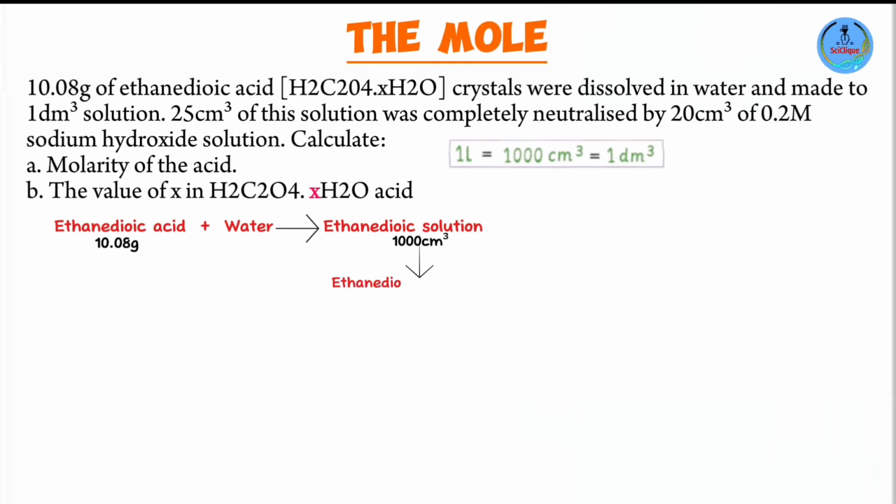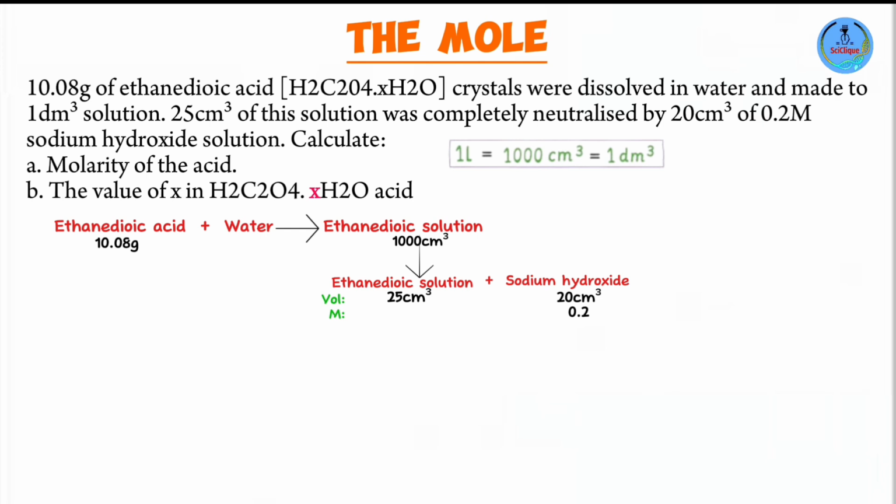So out of this 1,000 cubic centimeters, 25 cubic centimeters of this solution was used in a reaction with sodium hydroxide. Essentially, this is a neutralization reaction. We are having a reaction between an acid and a base. Now, this reacted with sodium hydroxide. What do we know of sodium hydroxide? We know its volume. We also know its molarity, 20 cubic centimeters of volume and a molarity of 0.2.